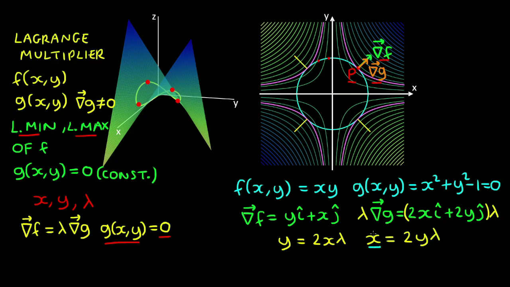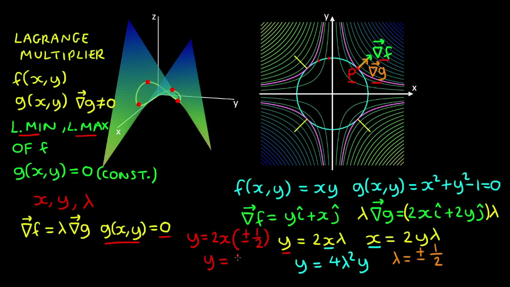And if we substitute for x in this equation, we get y is 4 lambda squared multiplied by y. So for this equation to be satisfied, lambda is equal to plus or minus a half, such that we get y is equal to y on both sides. And if we substitute for lambda in this equation, we get y is 2x times plus or minus a half, so therefore y is equal to plus or minus x.